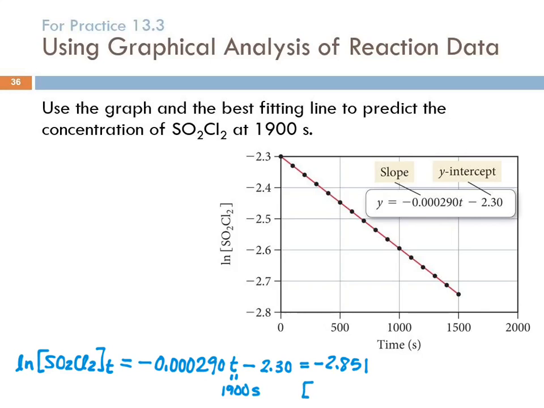So to get the actual concentration, we need to do the opposite of the natural log, e to the x. So it's e to the negative 2.851.